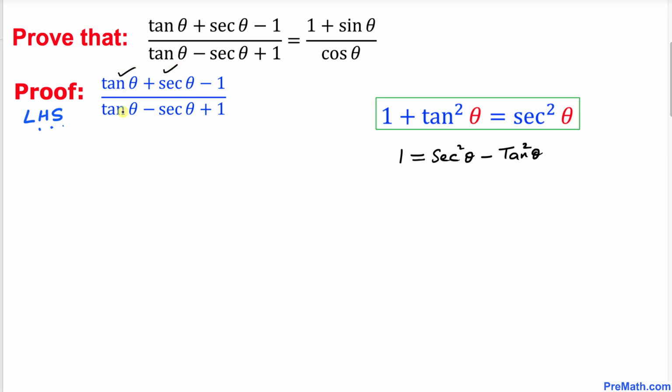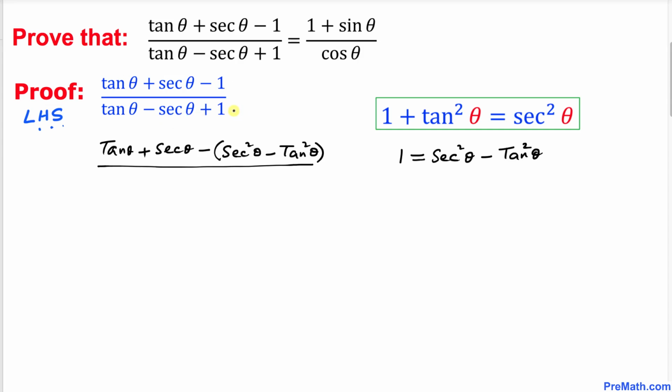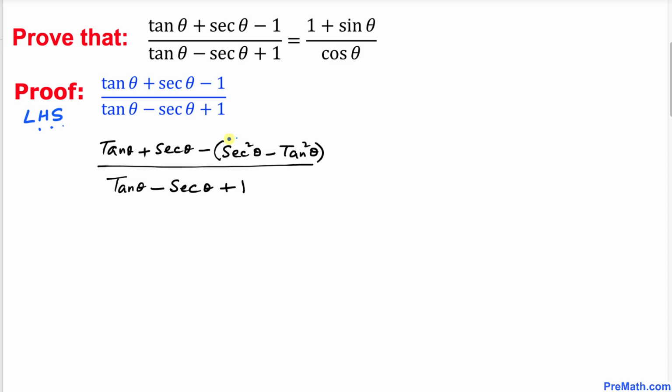I'm going to leave these tangent theta plus secant theta as it is, and minus 1, I am going to replace it by this. So I'm going to put in parentheses secant square theta minus tangent square theta, and then divided by, I am going to write down this denominator as it is: tangent of theta minus secant of theta, and then plus 1. And now let's focus on this part: secant square theta minus tangent square theta.